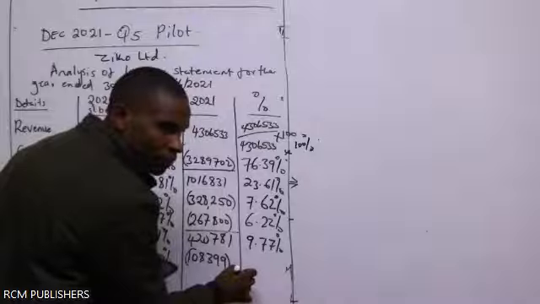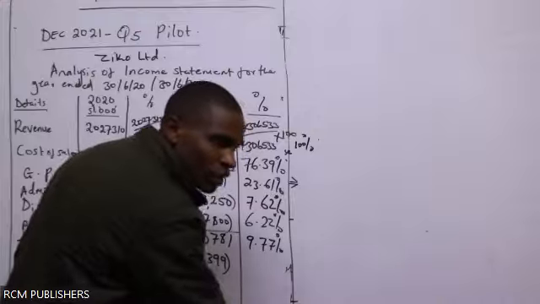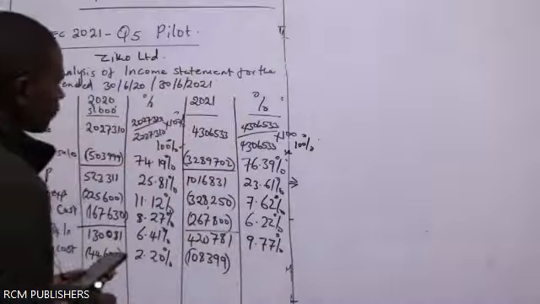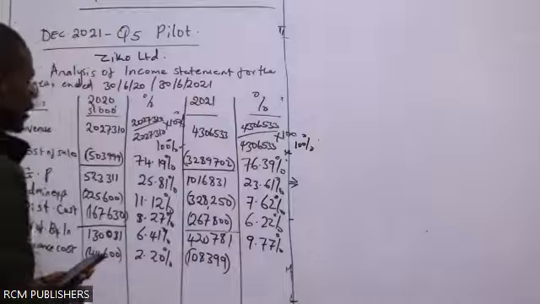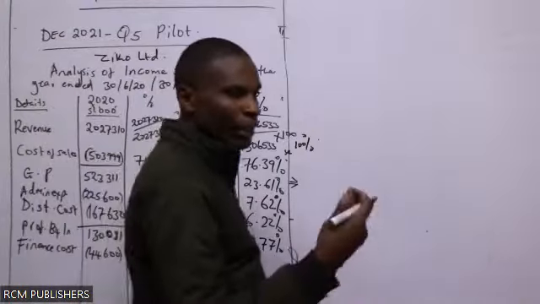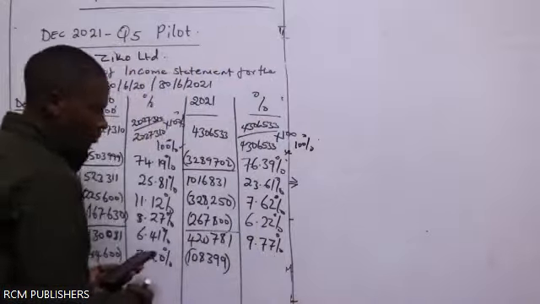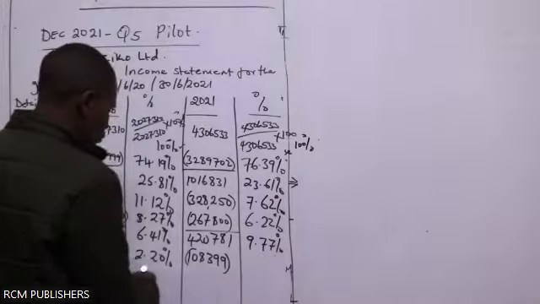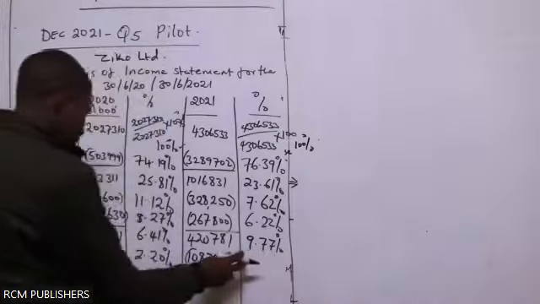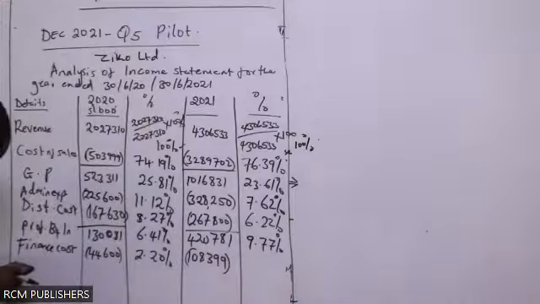The other one, can we round off instead of decimals? No, it is good to put the decimal, but you can as well put it in one decimal place. One decimal place is also okay. Maybe 2.2. Sawa. What about the finance cost for 2021? Ni ngapi?